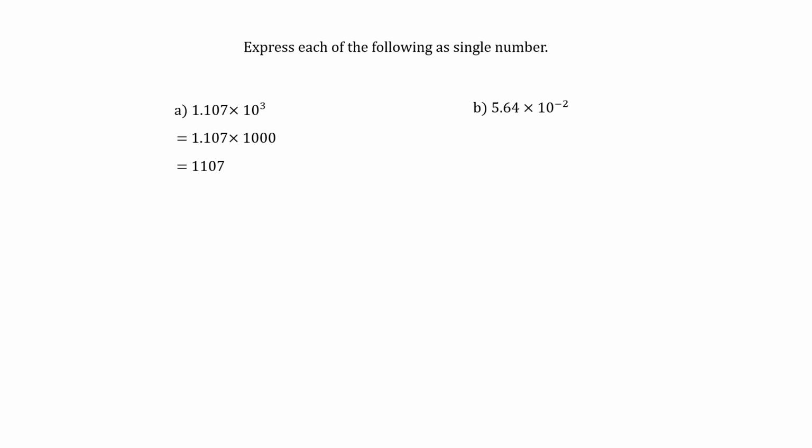For question B, 5.64 times 10 to the power of negative 2. So 10 to the power of negative 2 is equal to 1 over 100. The negative means that it is 1 over, so it's 1 over 10 to the power of 2, which is 1 over 100. When 5.64 times 1 over 100, it means that it is divided by 100. This is equal to 0.0564.